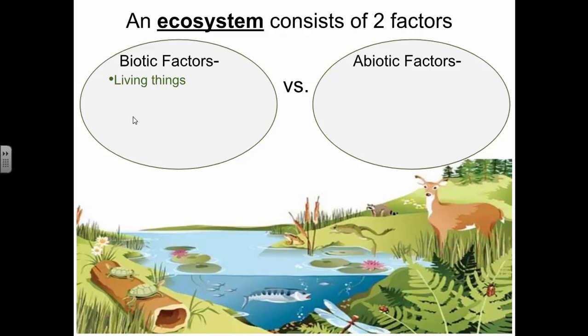If I look at this ecosystem pictured on the bottom of the slide, biotic factors would include the turtles and the deer and the cattail plants, the ferns, the trees, the grass. Even things like the bacteria living in the water, the protists. Those are biotic factors. Those are things that are alive.